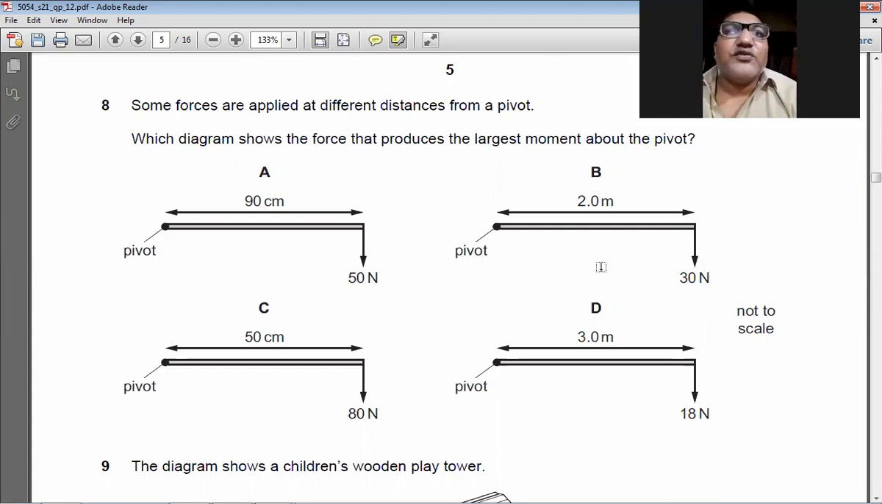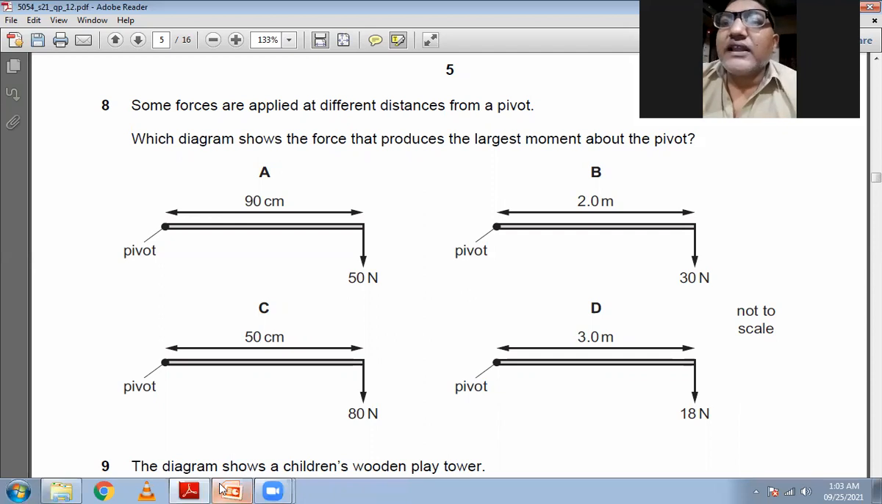You can calculate F multiplied by D, the force multiplied by the moment arm. Here the moment arm is 50 centimeter. The force applied is 80 Newton. And here the moment arm is 3 meter, and the force applied is 18 Newton. So you can calculate the moment. Let me show you my calculation.